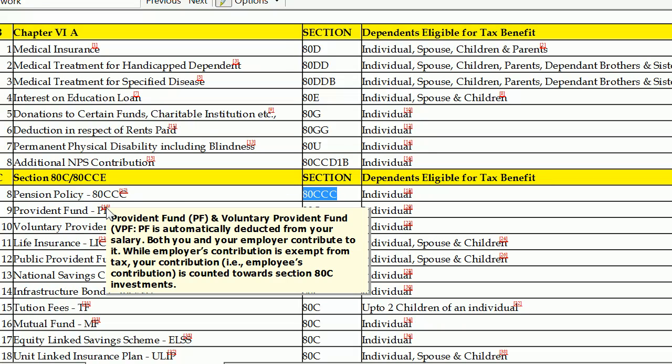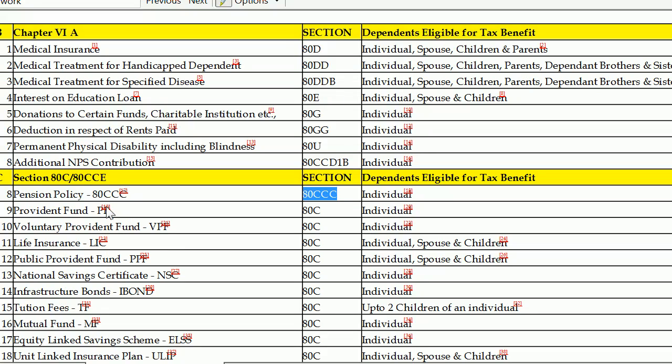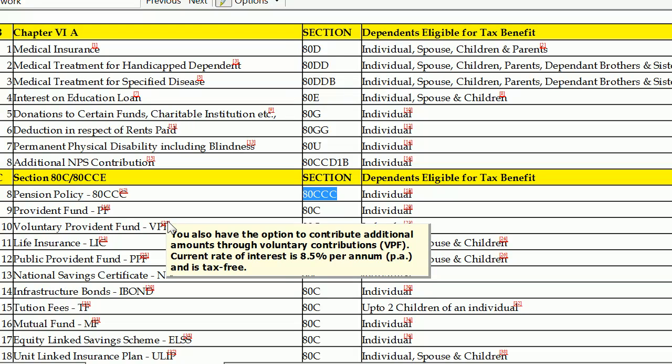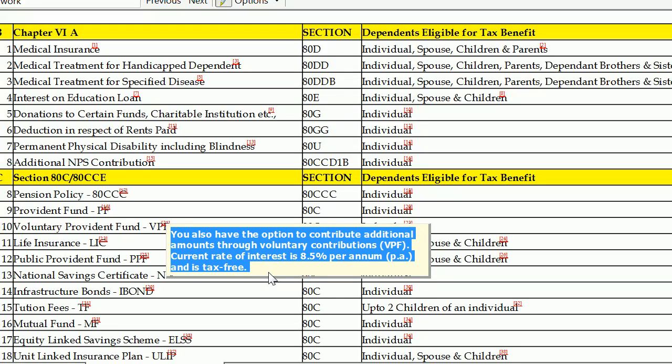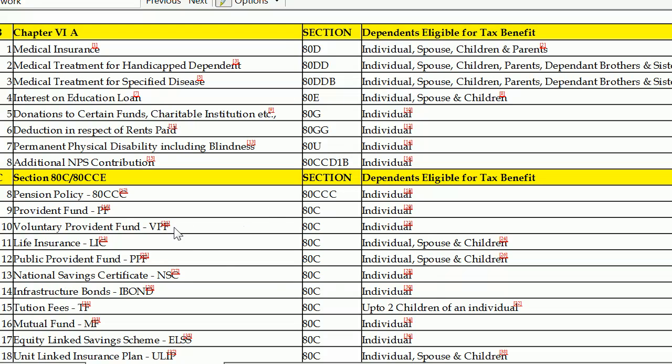PF and VPF are automatically deducted from your salary. Both you and your employer contribute to it. While the employer contribution is exempt from tax, your contribution is eligible under 80C. This is the voluntary provident fund, where you have the option to contribute additional amounts through voluntary contributions. The rate of interest is 8.5% per annum, and it is tax free. All interest will also be tax free if you go for the VPF.